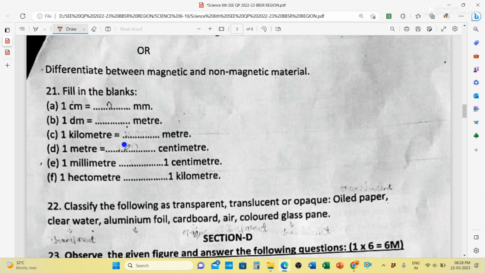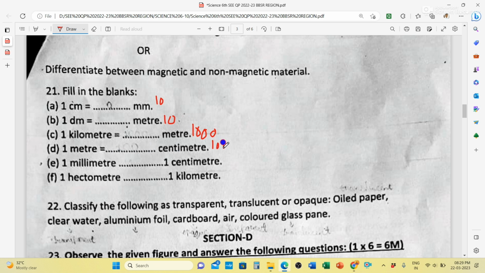Next is: 1 centimeter equals dash millimeter. 1 centimeter equals 10 millimeter. 1 decameter equals 10 meter. 1 kilometer equals 1000 meter. 1 meter equals dash centimeter. 1 meter equals 100 centimeter.